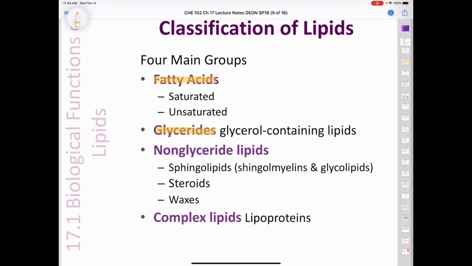Glycerides, which are glycerol-containing lipids. And so those lipids are going to contain glycerol, or 1,2,3-propane-triol. Non-glyceride lipids, like sphingolipids, sphingomyelins, or glycolipids, steroids and waxes. And finally, complex lipids, which are also known as lipoproteins.